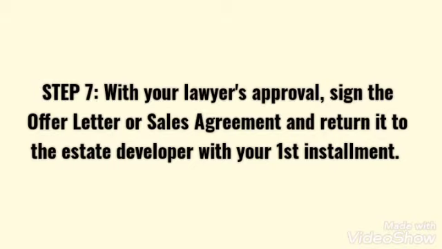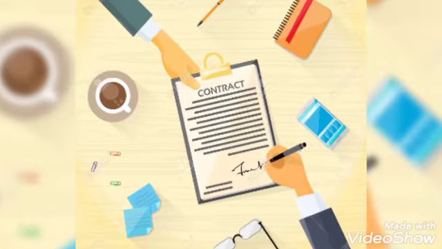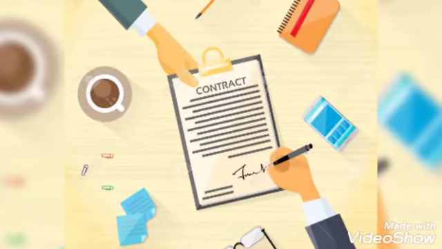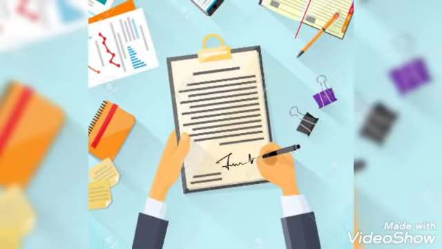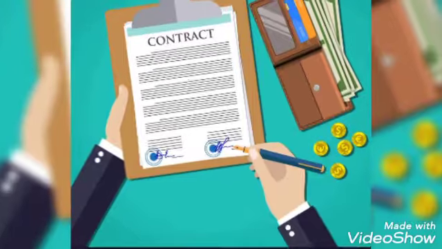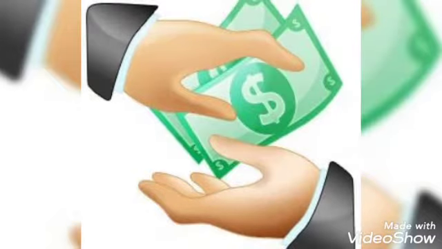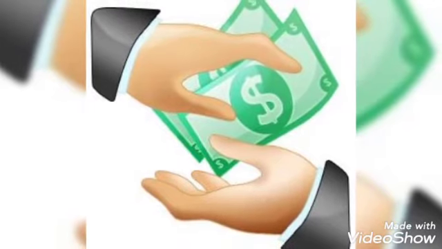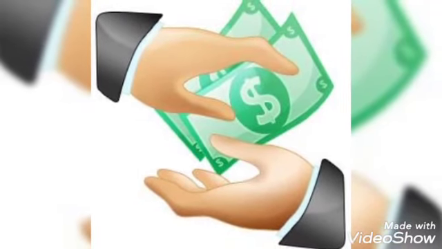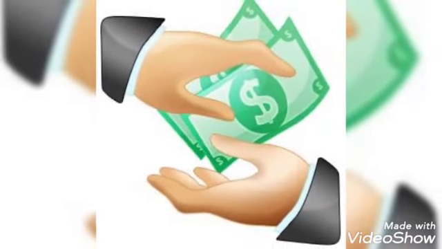Step 7. With your lawyer's approval, sign the offer letter or sales agreement and return it to the developer. You will usually have between 14 to 21 days to return these documents with your first installment, but some developers do allow up to 30 days from your reservation date. The first installment is usually between 10 to 40% of the sales price.